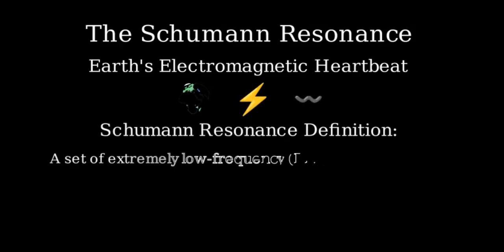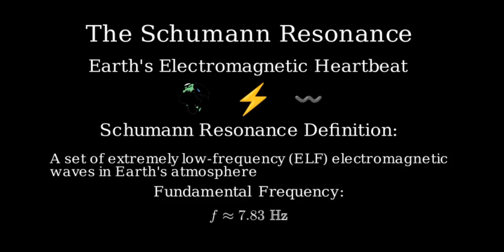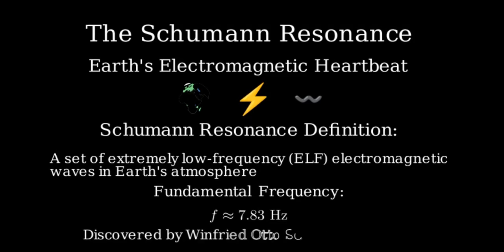The Schumann resonance is a set of extremely low-frequency electromagnetic waves that exist in the Earth's atmosphere. The fundamental Schumann resonance frequency is approximately 7.83 Hz. This means that the electromagnetic energy cycles about 8 times per second. It was first predicted by physicist Winfried Otto Schumann in 1952 and later observed and confirmed experimentally.